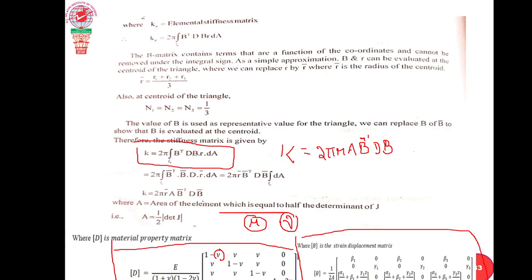Next, the stiffness matrix with respect to the radius of the centroid. It's given by K is equal to, write down, 2 pi r bar A into B bar transpose D into B bar.